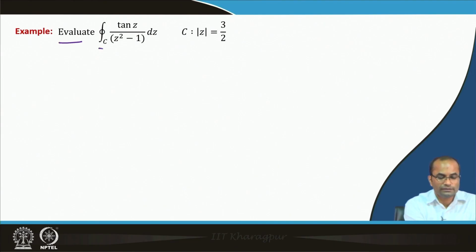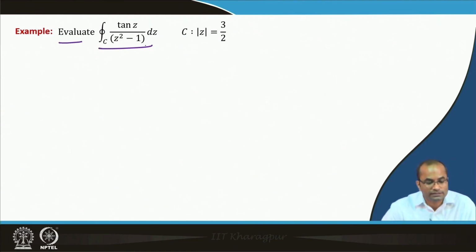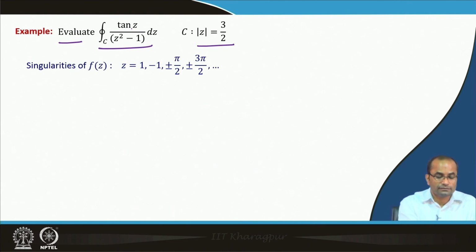So, we evaluate this integral of tan z over z squared minus 1, where the absolute value of z is 3 by 2. In that case we have an integrand which matches this integral formula. In the denominator we have z plus 1 and z minus 1, and we should now look for the singularities of this f(z), the integrand.